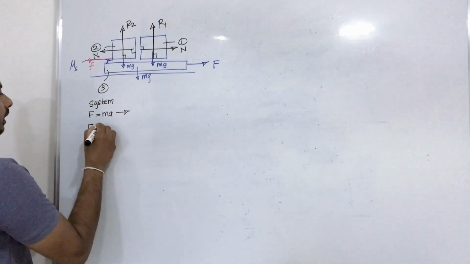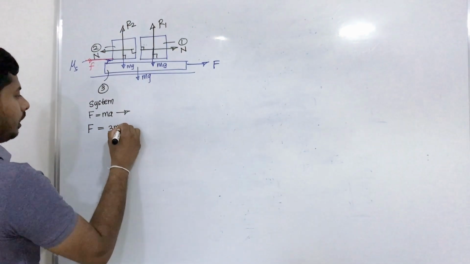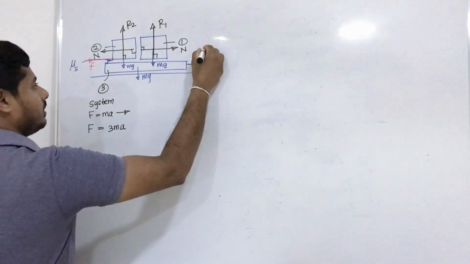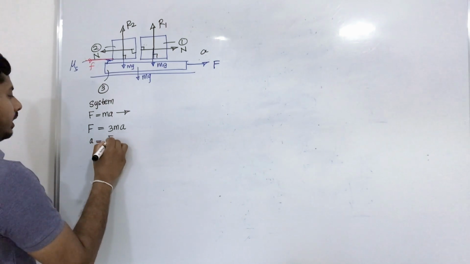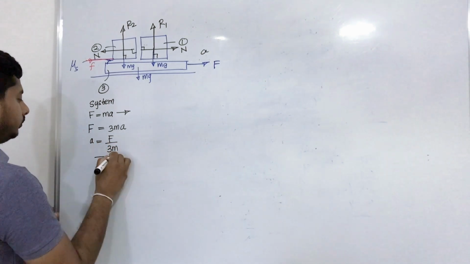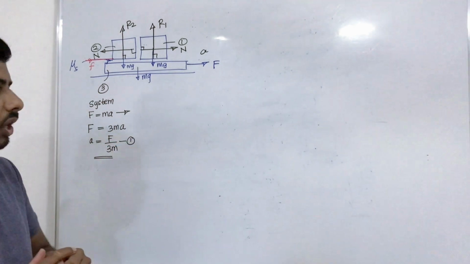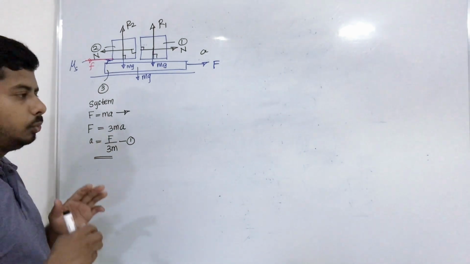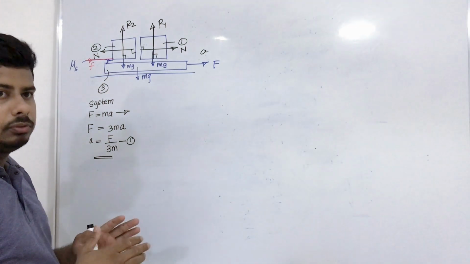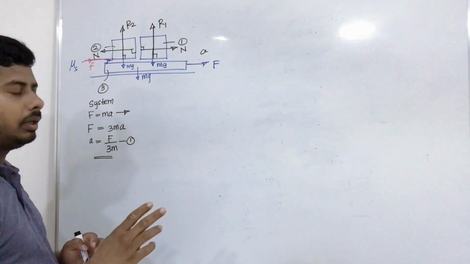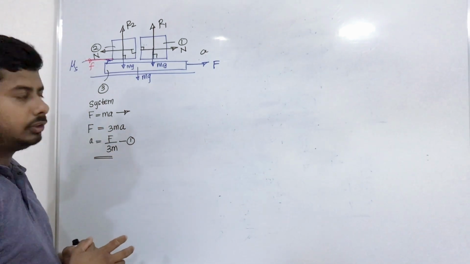So we can write capital F is equal to the total mass of the system, that is 3m, times the acceleration of the system, which I will take as a. So the acceleration of the whole system I can write as F divided by 3m. So this is our first answer. Now we have found the acceleration of the system. So why did I find the acceleration first? Because when a system is subjected to a force, there should be an acceleration. That's why I first put F equals ma and found the acceleration.